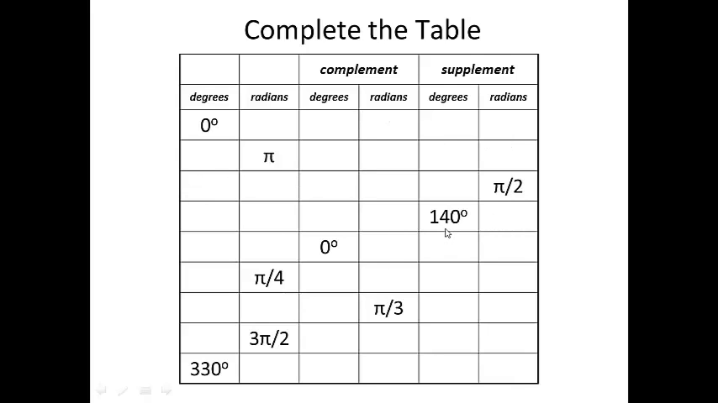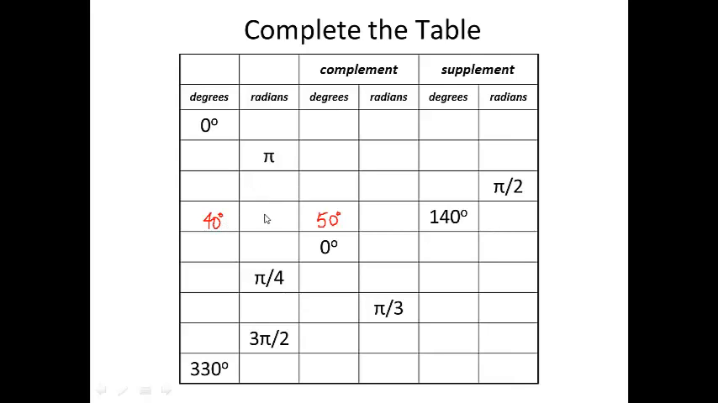If the supplement was 140 degrees, the original angle should have been, they have to add up to 180, so it should have been 40 degrees, because these two add together to give you 180. Now 40 plus what number gives you 90? This would make this 50 degrees.